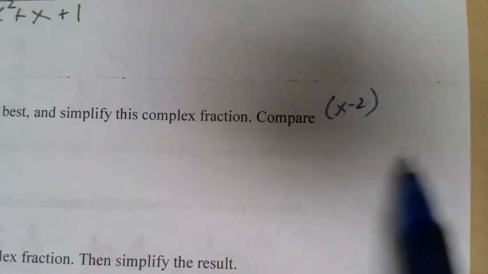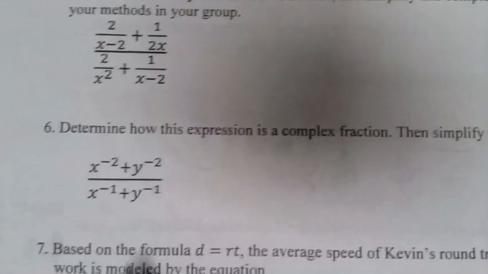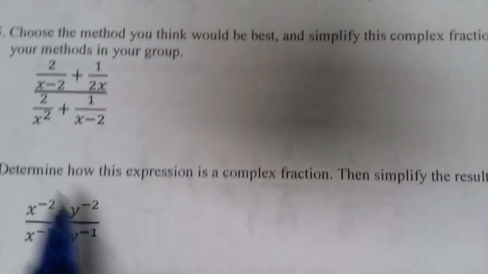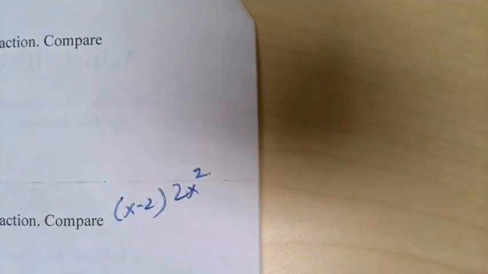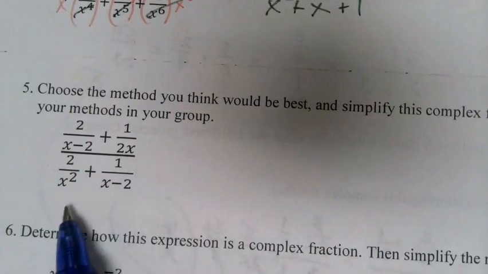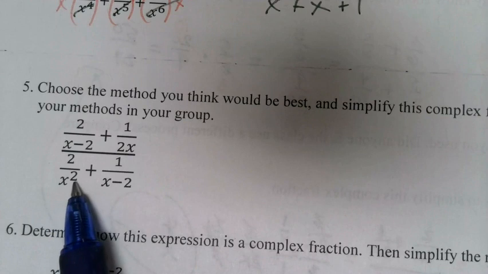So I'm jotting over here these pieces. I need a 2 times an x. Well, I don't have one of these, so I need a 2 times an x. I need an x squared. I don't have an x squared, but I have an x, so I just square it. I don't need a 2x and an x squared, that would make x cubed. And I need an x minus 2. I've already got one. So here's my common denominator.